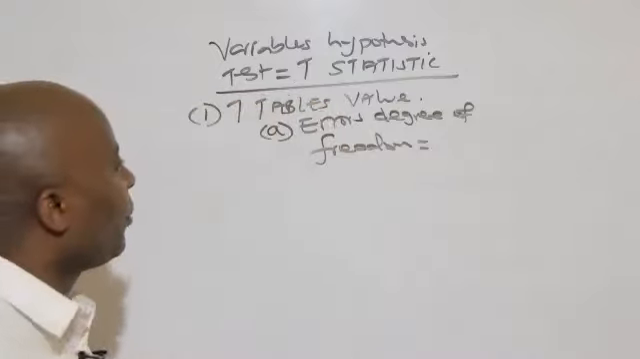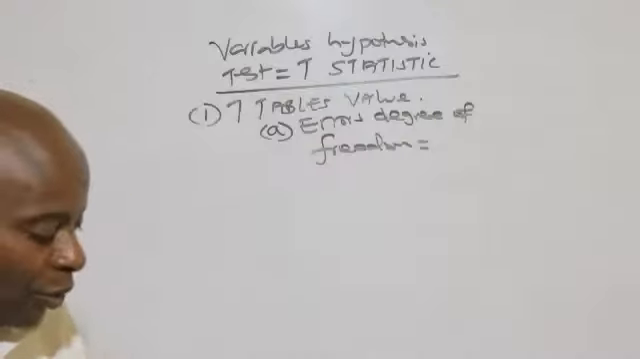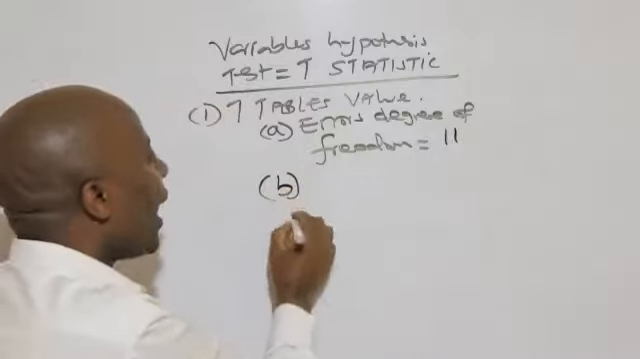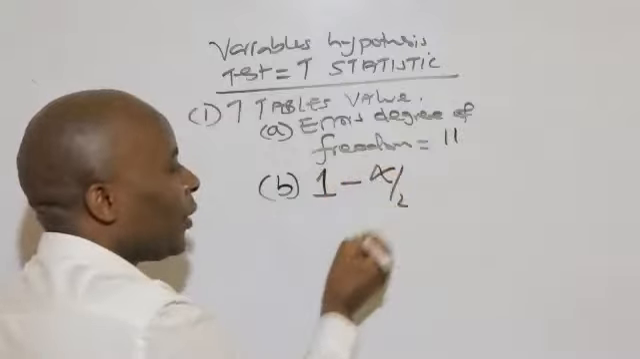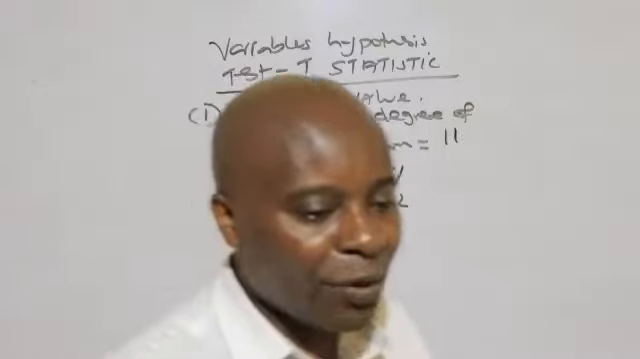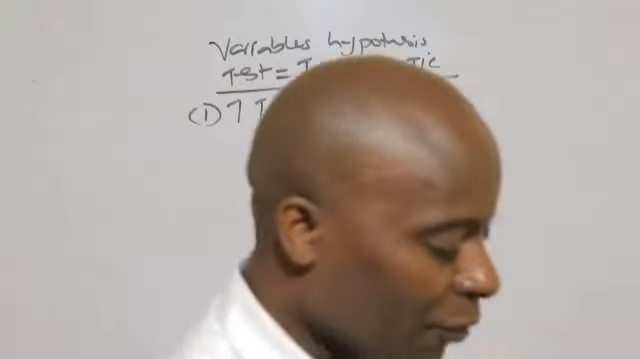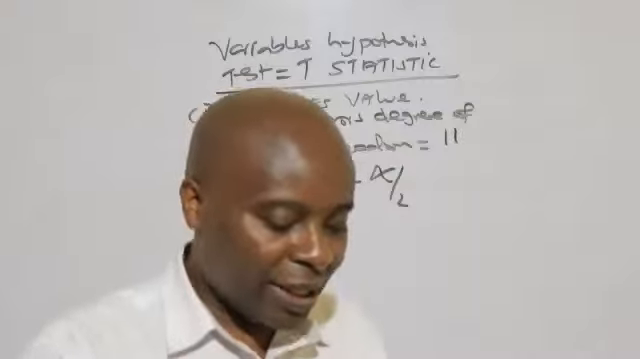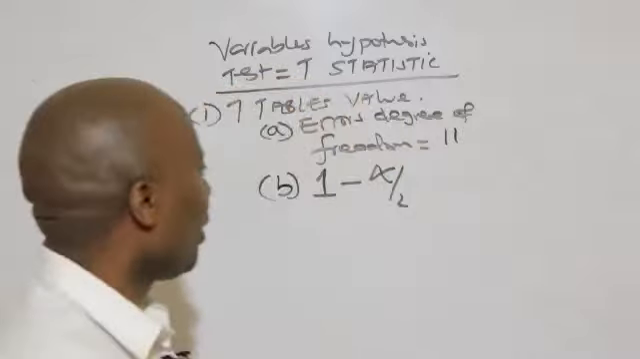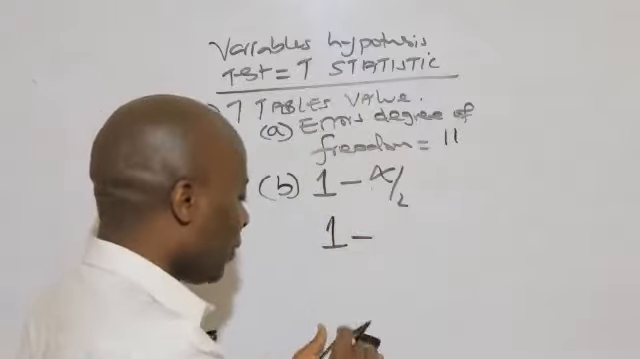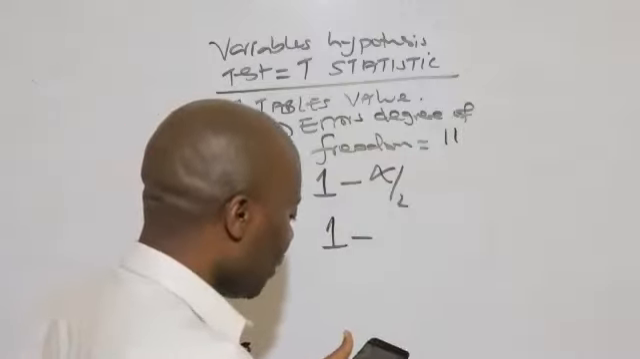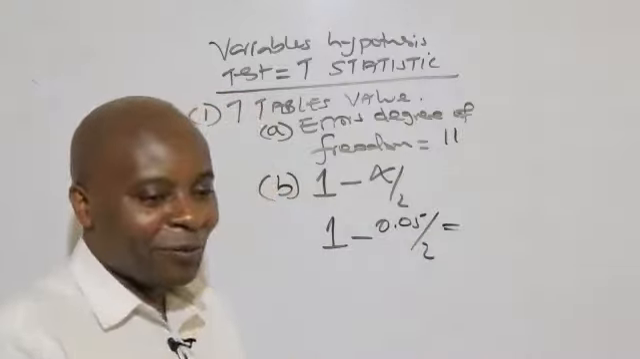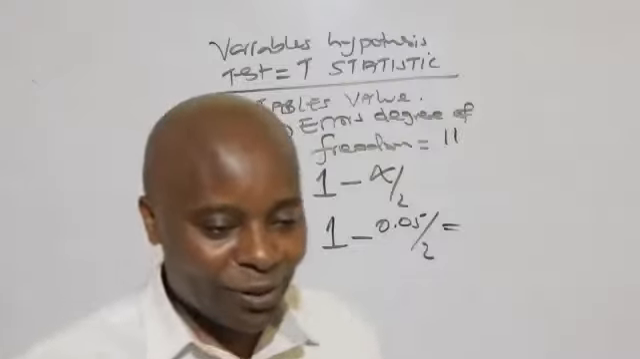So we have here the t tables value. The error degrees of freedom, they are telling me, are 11. And then number 2, I need this concept of 1 minus alpha over 2. Are you able to see the alpha? Remember, alpha is the significance level. So we have here 1 minus the level of significance, which is 0.05, divided by 2. So 1 minus 0.05 divided by 2.